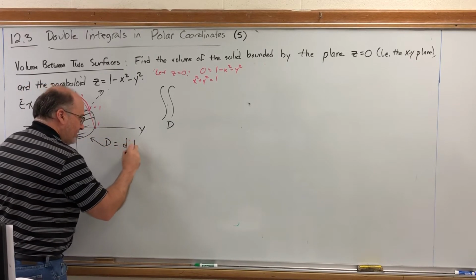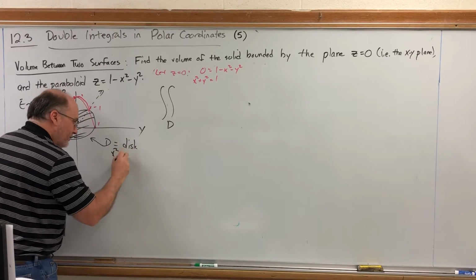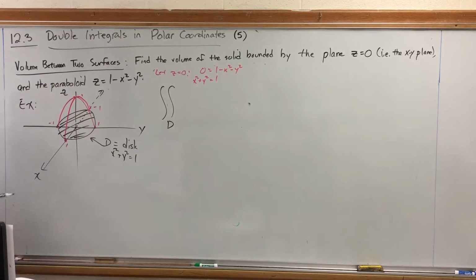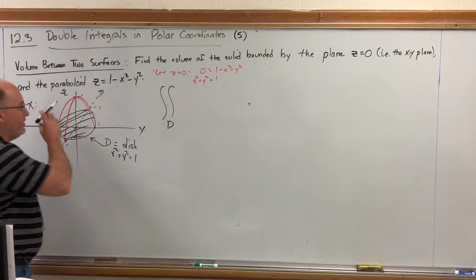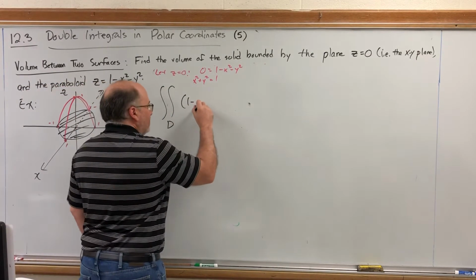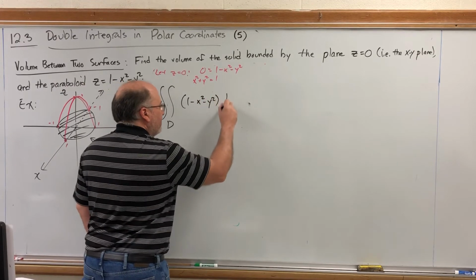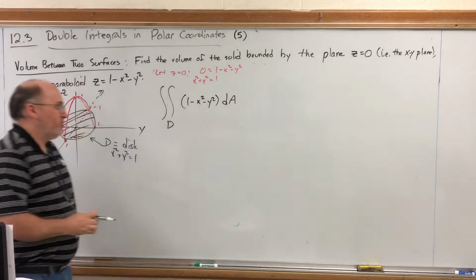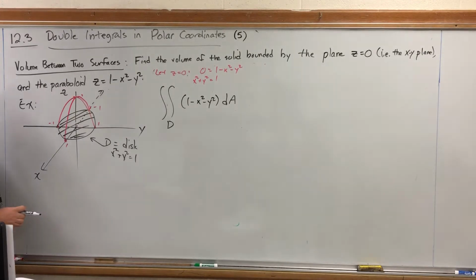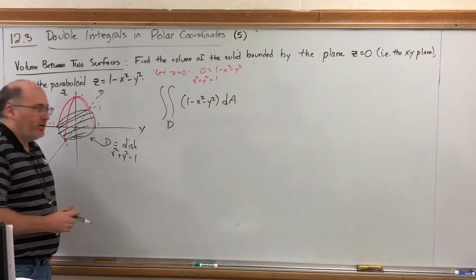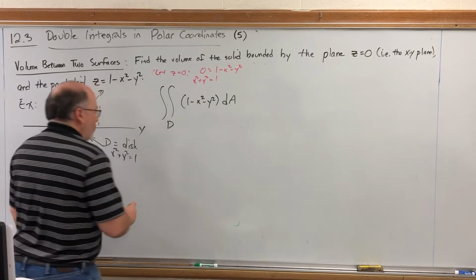This is the disk defined by x squared plus y squared equals 1. So we're going to do the double integral over that region of this function, 1 minus x squared minus y squared dA, which looks like it's a pretty easy thing to integrate in terms of x's and y's. So why don't we just integrate it in terms of rectangular coordinates? Well, here's the reason why.